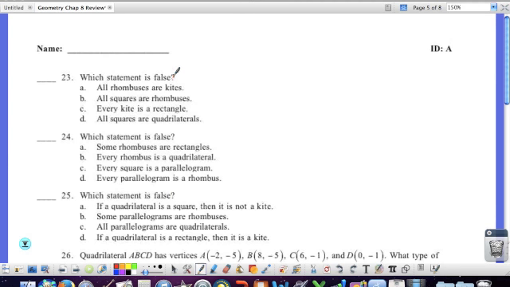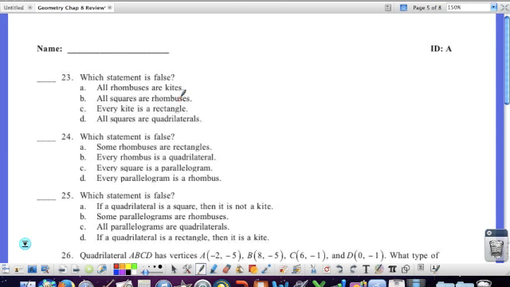So at first glance, the way our book kind of sets it up and the way it was presented in class was we learned about all different types of parallelograms. And then we learned about quadrilaterals that were not parallelograms, being trapezoids and kites. Then they ask a bunch of questions about rhombuses and kites, and it gets a little confusing. So I'm looking through the book here to find what the actual definition in our book of a kite was.